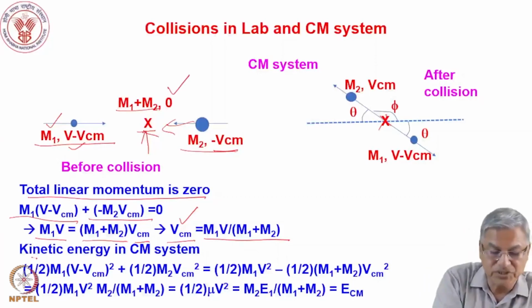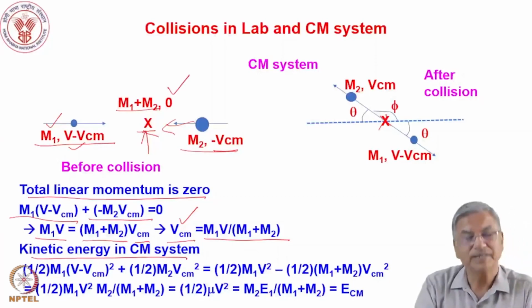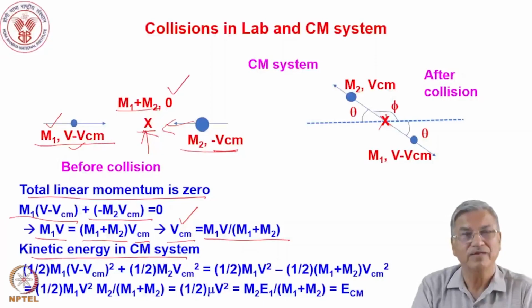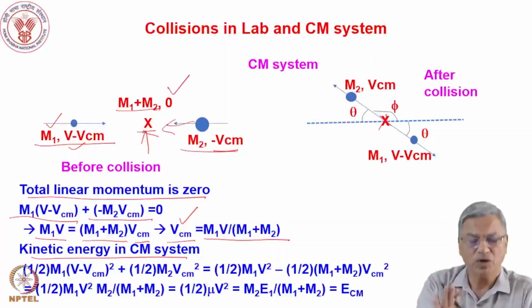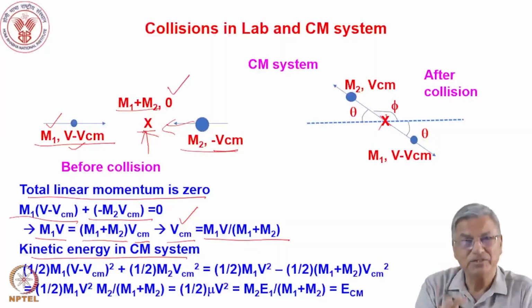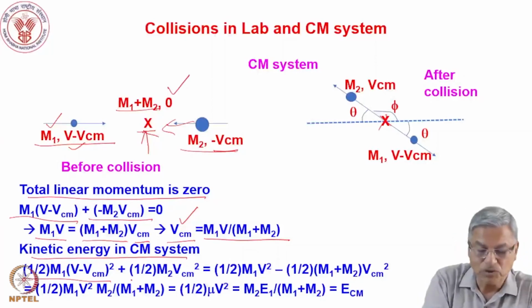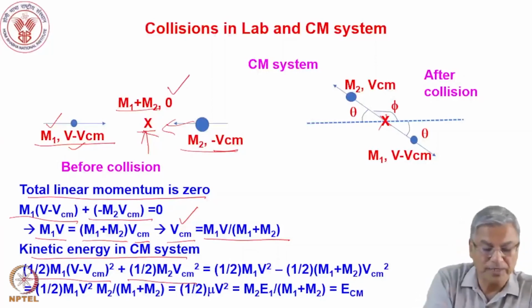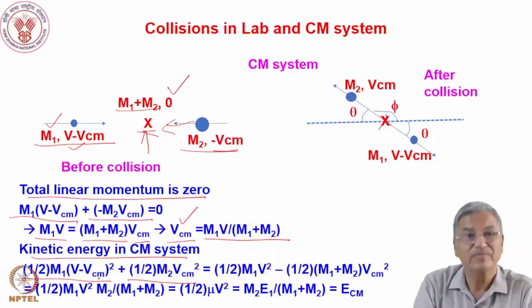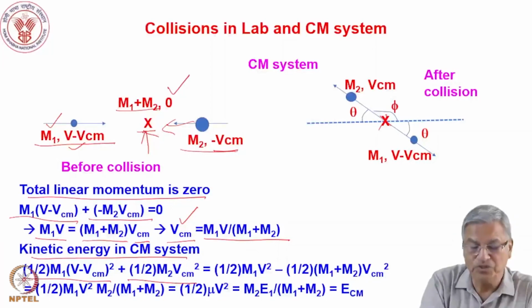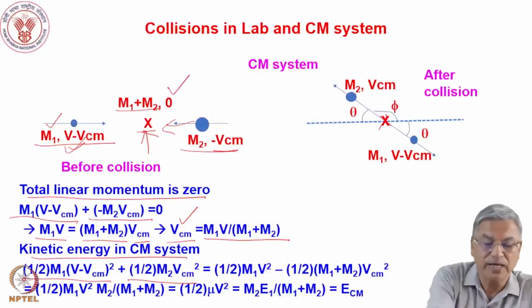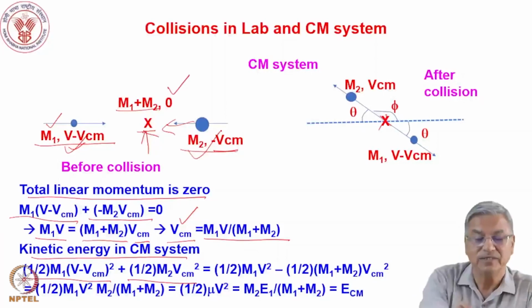Now the kinetic energy in the center of mass system. Mind you, earlier we discussed the kinetic energy involved in the motion of center of mass. What we are discussing now is the kinetic energy available in the center of mass system. So that is the kinetic energy of projectile in center of mass system plus kinetic energy of target nucleus in center of mass system. So kinetic energy of projectile is half m1 (V minus VCM) square plus half m2 VCM square. Kinetic energy of projectile plus kinetic energy of target in the center of mass system.